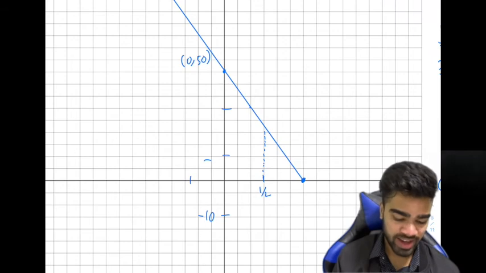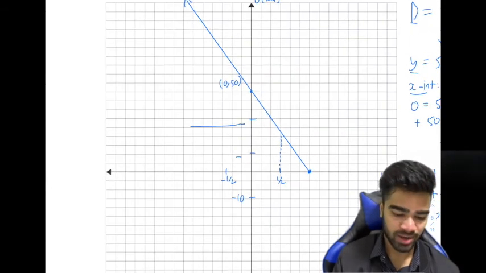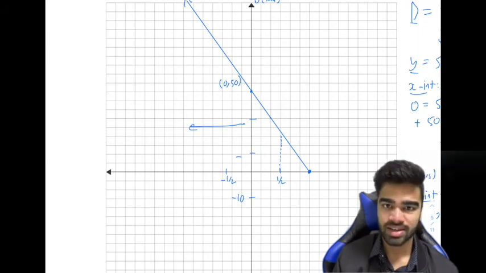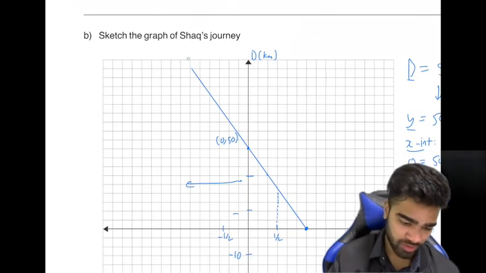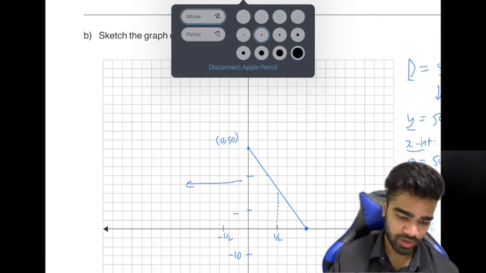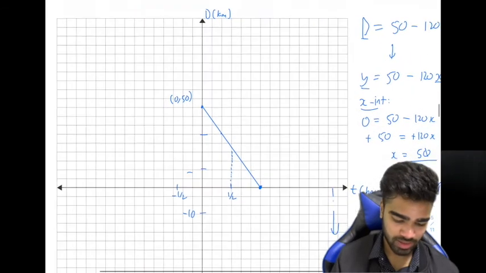So can I have a negative time? Can I have time equal to negative half? No, it doesn't make sense. So likewise, we can't have anything to the left, right? Because my x values cannot be negative. So pretty much I need to get rid of all of this part here. So anything to the left of the x-axis, you just get rid of. Boom. And that's it. Okay, you sketch out the graph.